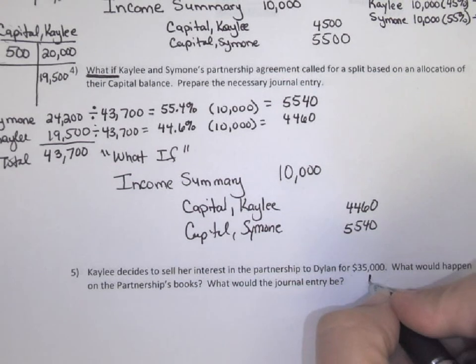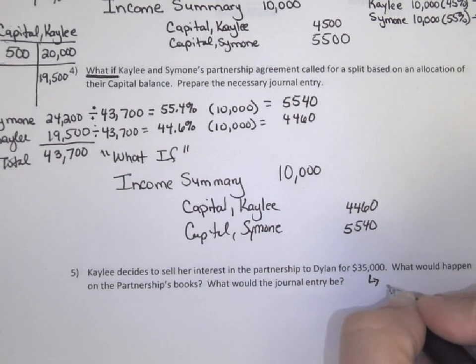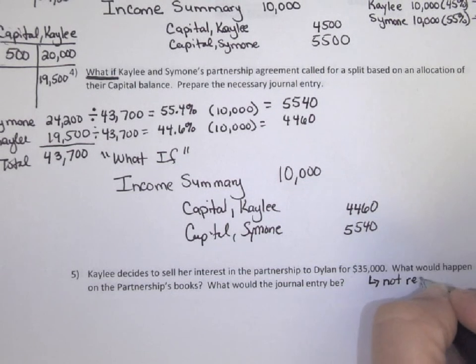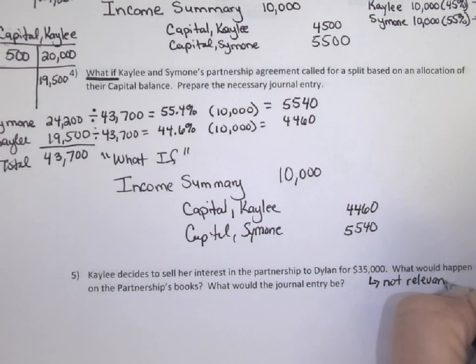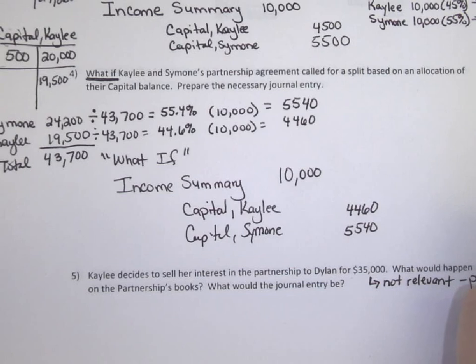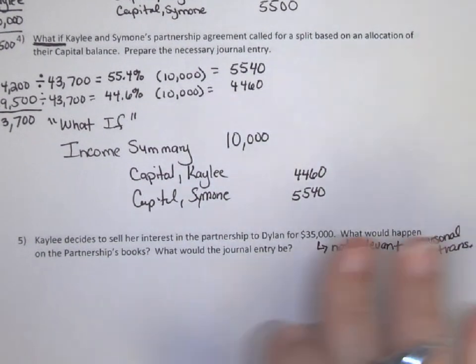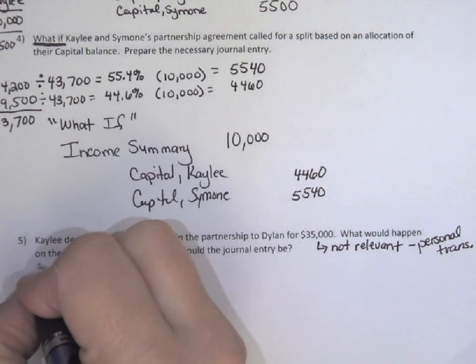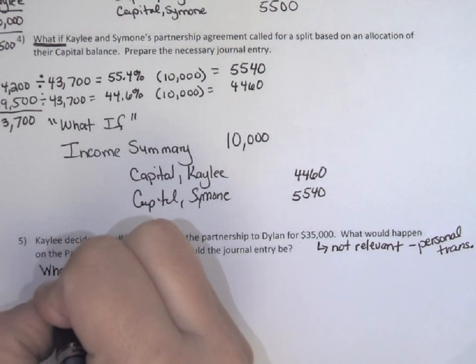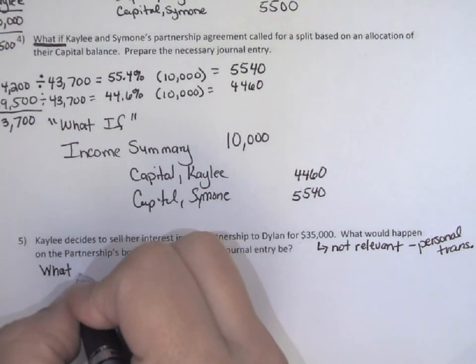Well, I can tell you that this information, as far as that $35,000, is not going to be relevant. The reason it's not relevant is that is a personal transaction and it has nothing to do with the partnership. So that $35,000, nothing's going to happen with that. Now, what we do need to figure out with all of this information is what is Kaylee's balance in the partnership?